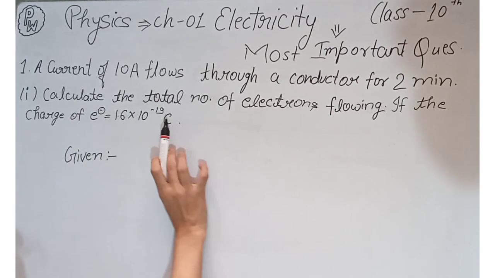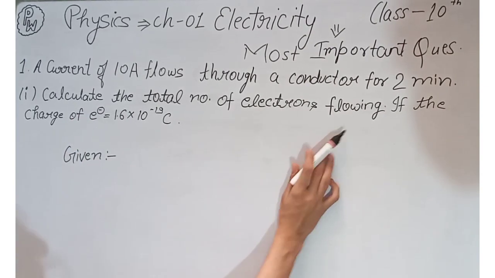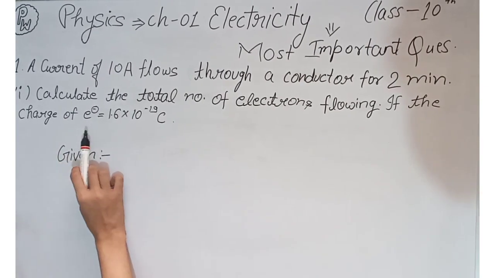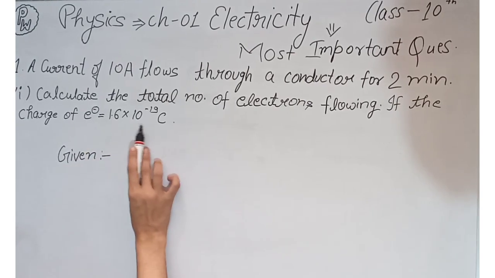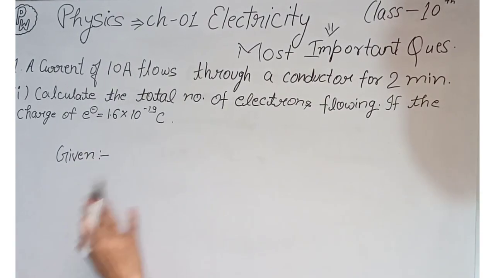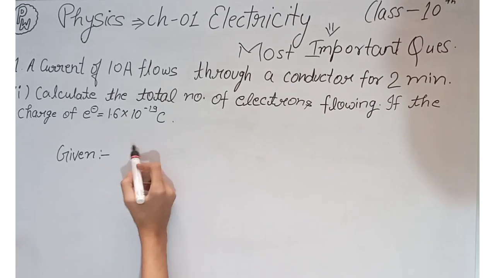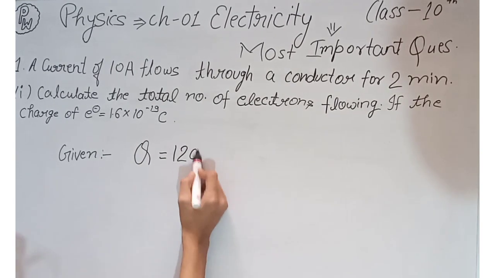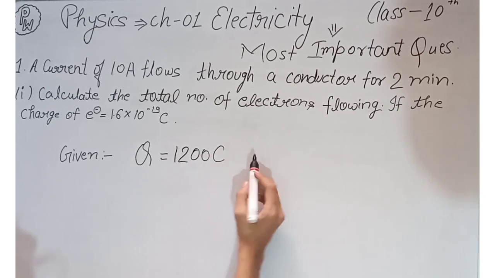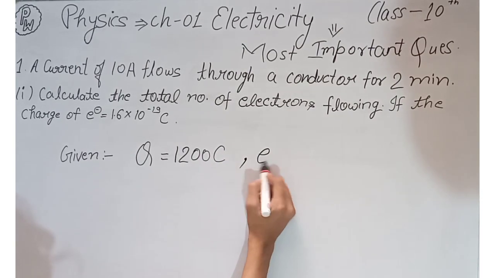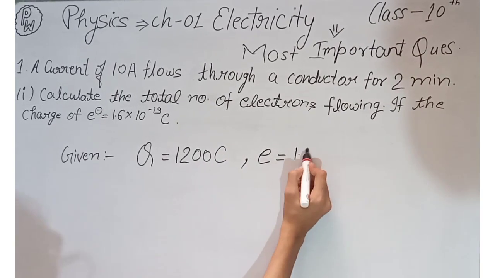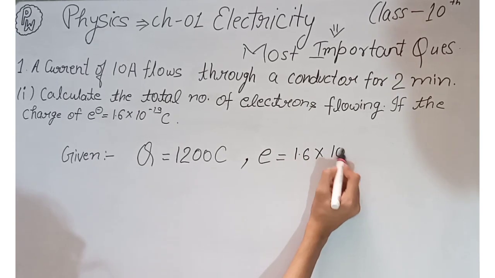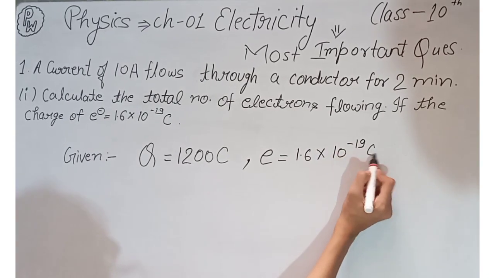Here is the second part of your first question, that is calculate the total number of electrons flowing if the charge of electron is 1.6 into 10 to the power minus 19 Coulomb. We have already found the charge value, that was 1200 Coulomb, and in this question you have to find the total number of electrons. Charge of electron is already given, that is 1.6 into 10 to the power minus 19 Coulomb.